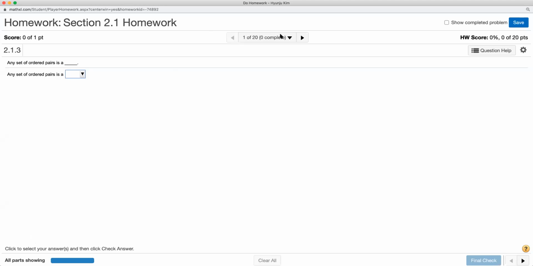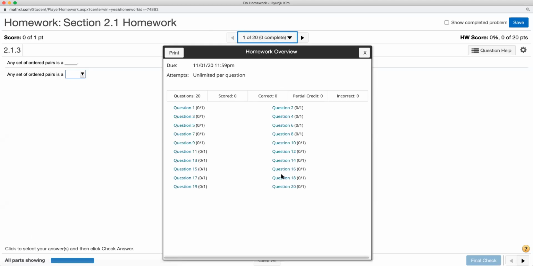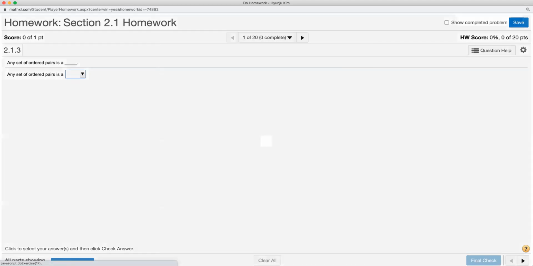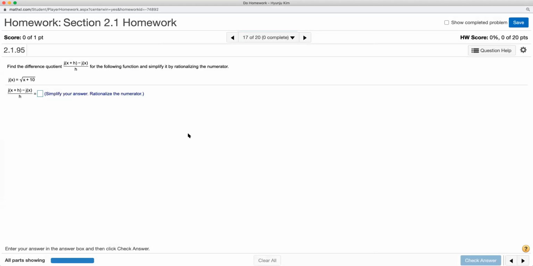Here, so what problem do we solve? 17. Oh yeah, let's see. Okay, so problem number 17. Find the difference quotient for the following function and simplify it by rationalizing the numerator. Let's see, j of x is equal to the square root of x plus 10. So let me find the domain and range first, okay?